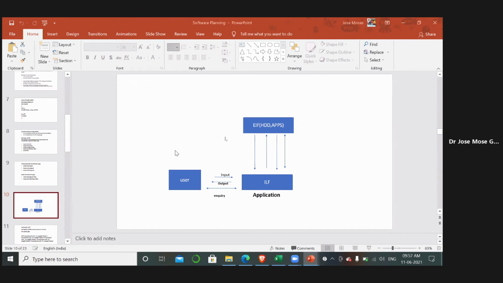This is the base diagram of an FP analysis or a system. Generally, when designing a software application, this is the core diagram. Yes or no? Can you understand this diagram?